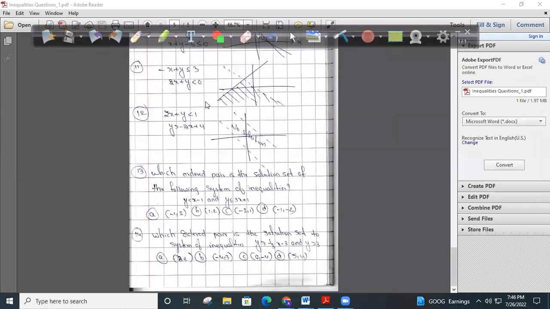Do 13 and 14. Then you'll also do these graph questions. You need to be good at drawing the graph, or I'll take one of the actual questions. You will do them. So try to give me the answer for the 13th one.